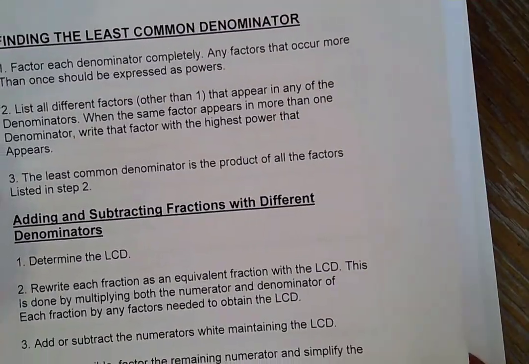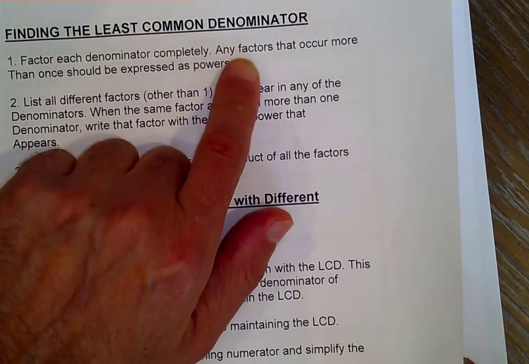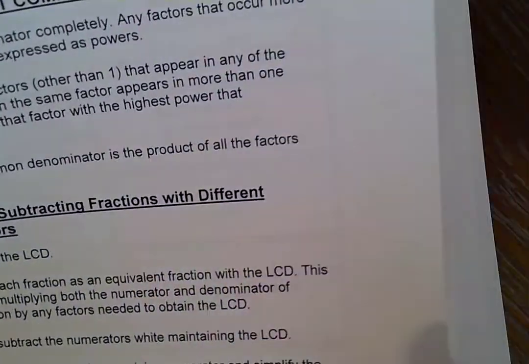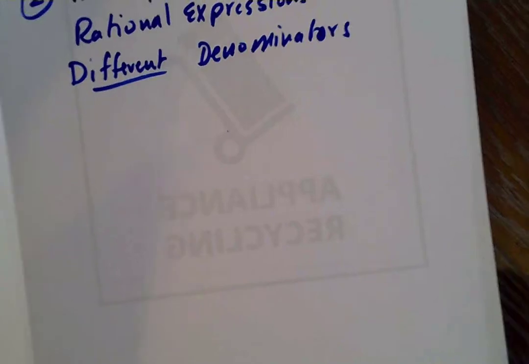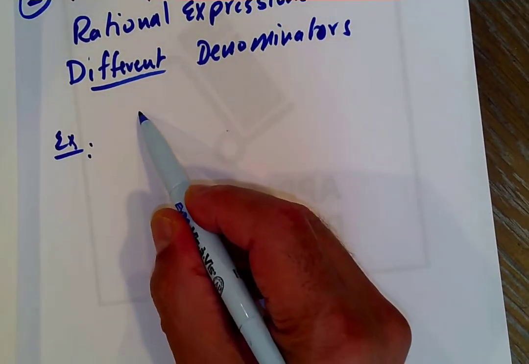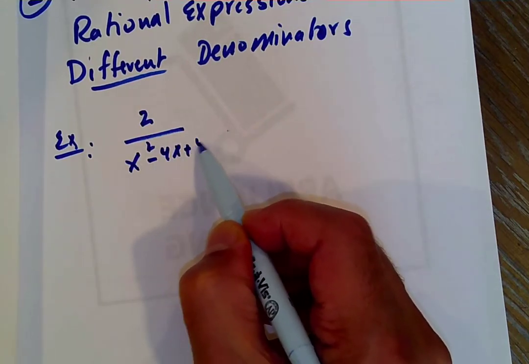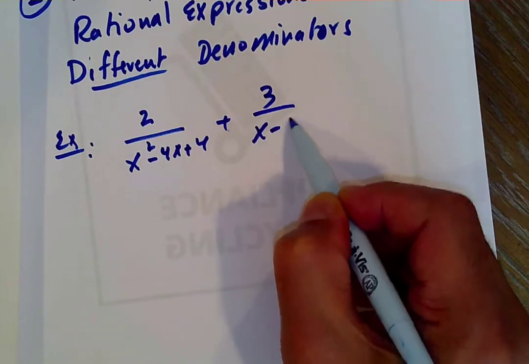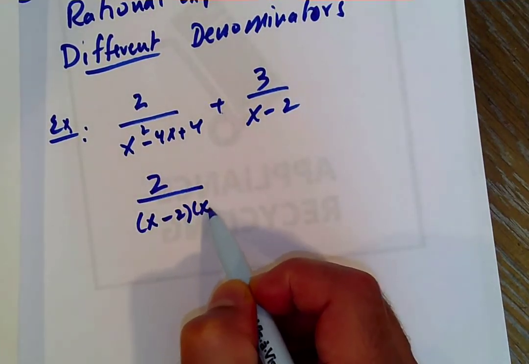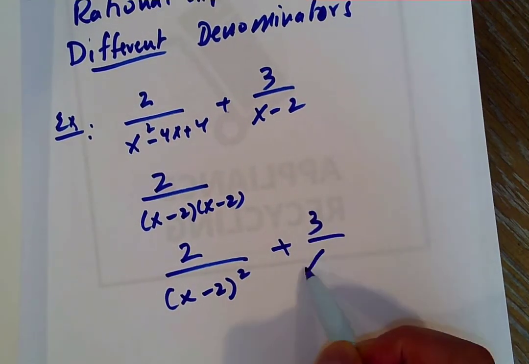Okay, to find the LCD, you want to factor each denominator completely. Any factors that occur more than once should be expressed as powers. Okay, so for example, just to explain that, if you're doing, say, 2 over x squared minus 4x plus 4 plus 3 over x minus 2, if you want to factor that, it's x minus 2, but it should be expressed as a power. That's what they mean by that, okay?